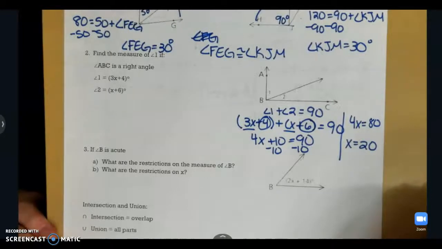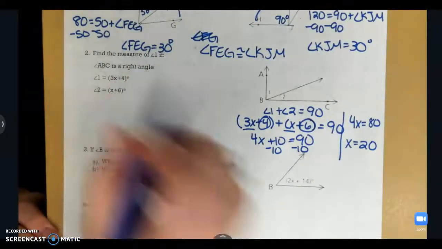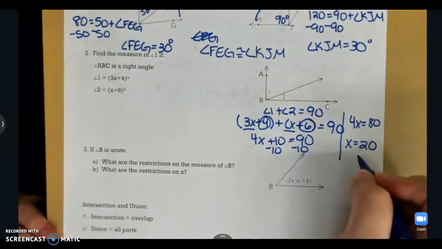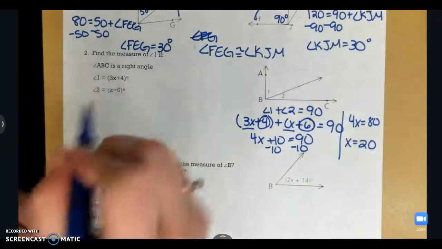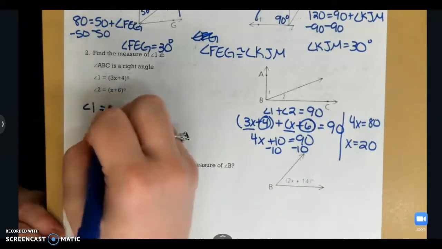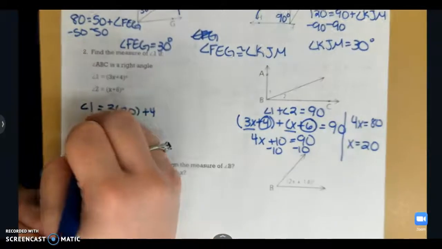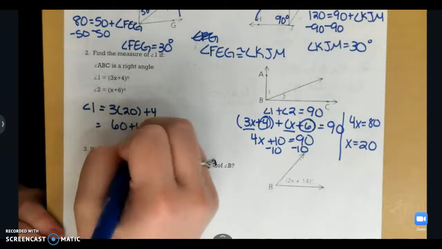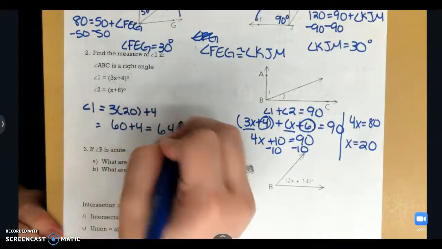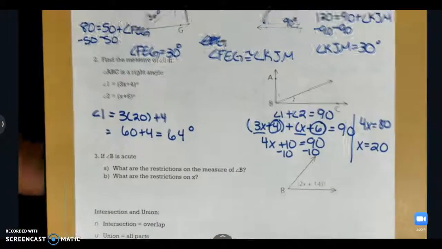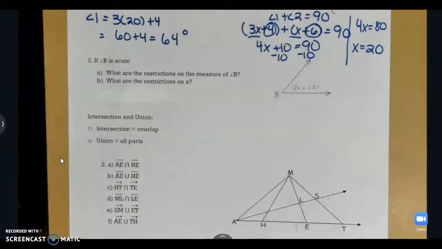Now I'm not done though. We were asked to find the measure of angle 1, so I need to now plug in this value of x into my expression for angle 1. So that's going to be 3 times 20 plus 4, and that would be 64 degrees. Now number 3, we're told if angle B is acute, we have two parts here.